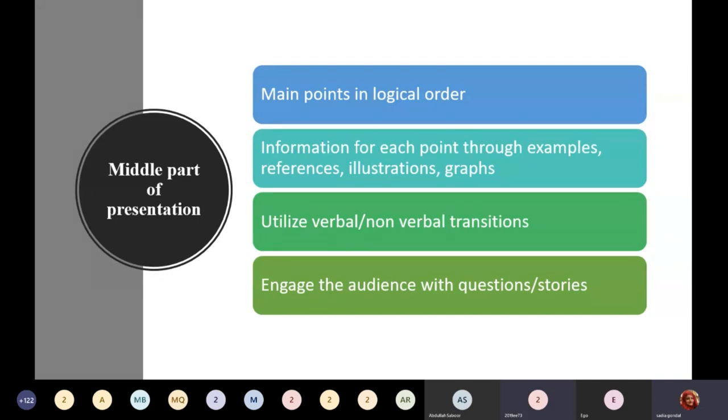So make sure you are following cultural appropriateness when you are delivering presentations, right? And last but not the least, and it's very, very important point, engage the audience with questions or stories.